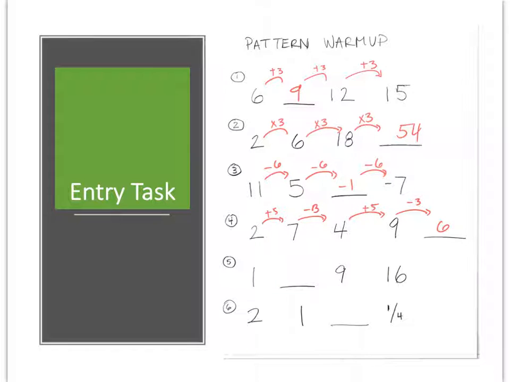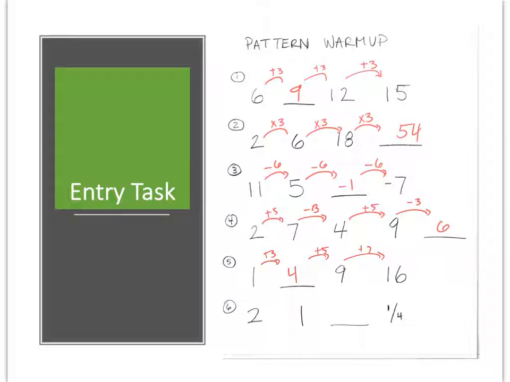It's okay. 1 times 1 is 1. 3 times 3 is 9. 4 times 4 is 16. So this 2 times 2 would be 4. Okay. Oh, I guess that did work. So plus 3, plus 5, plus 7. I guess that did work.